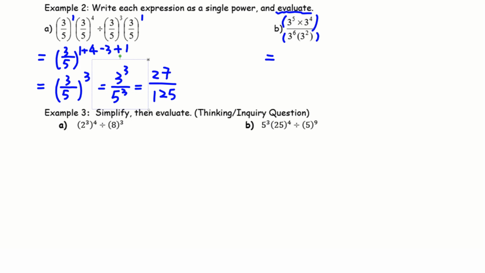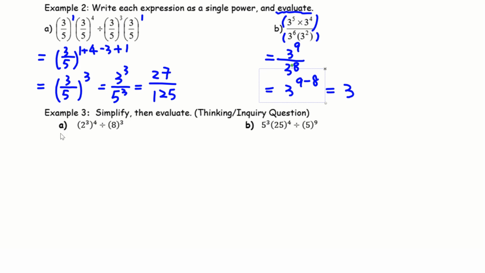So this is multiplication, add the degrees, it is 9. Denominator is multiplication, add the degrees, the exponent is 8. Then division, the exponents subtract. Then we have 3.